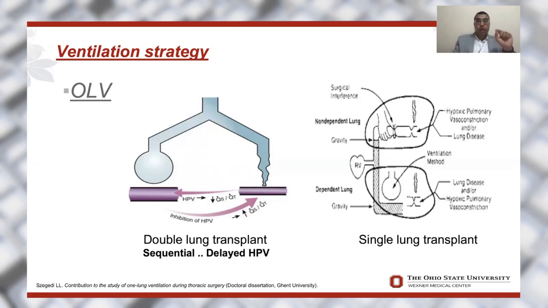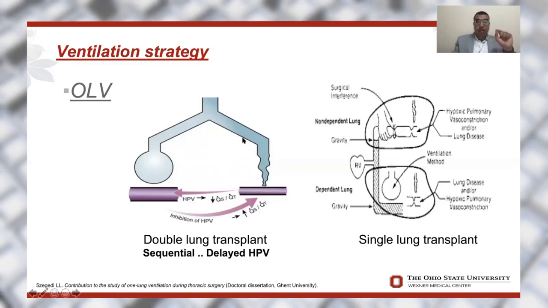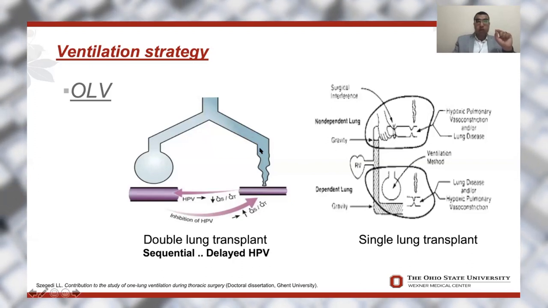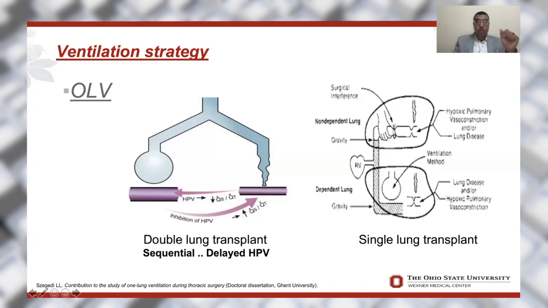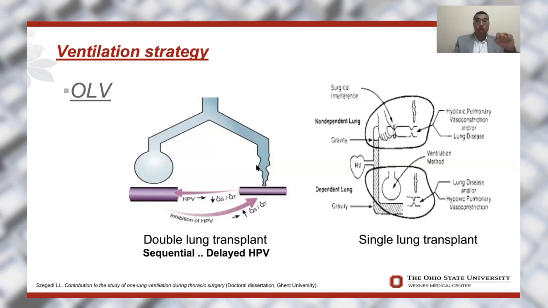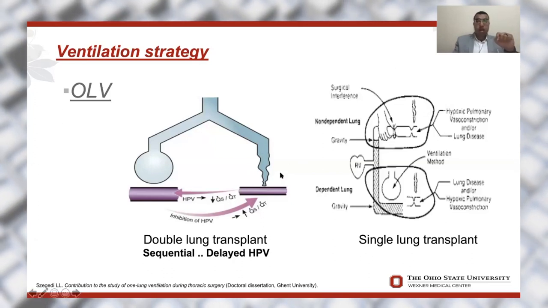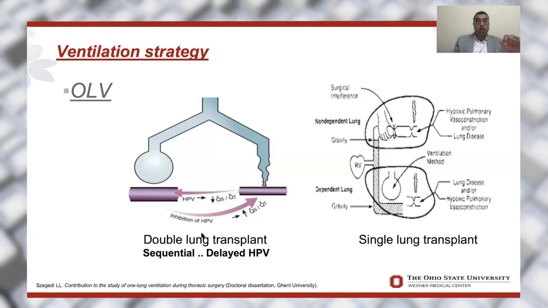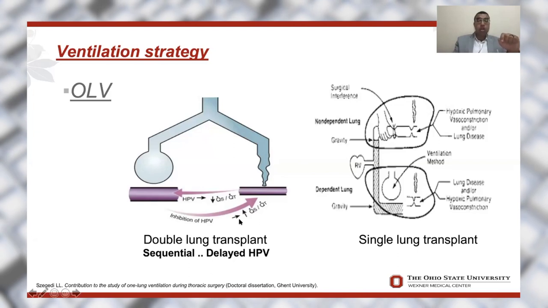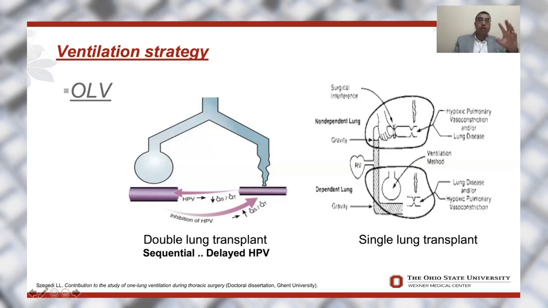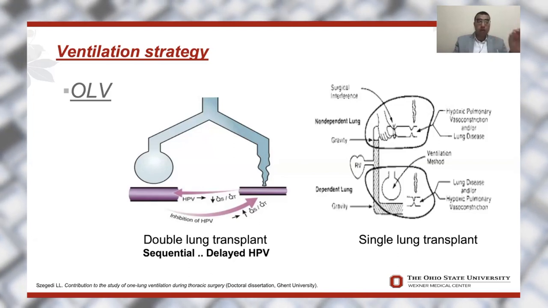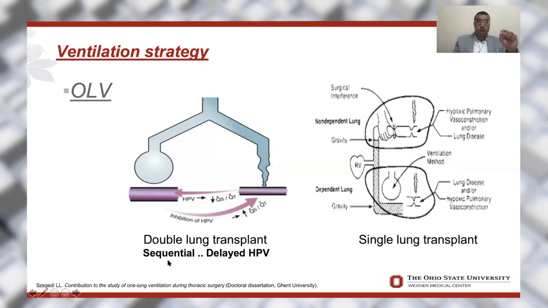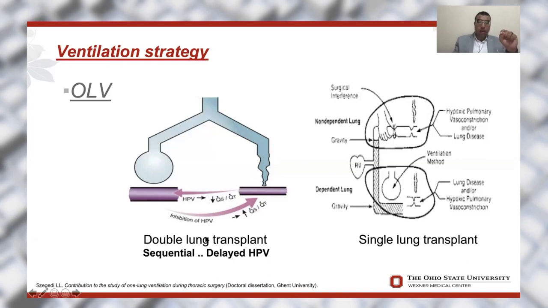So let's imagine this lung is the new lung. There was hypoxic pulmonary vasoconstriction, which is still ongoing. You will ventilate now this lung, which is less perfused. You ventilate better a less perfused lung. This is called VQ mismatching. So you should predict a little bit of hypoxia because of the delayed hypoxic pulmonary vasoconstriction in case of sequential one lung ventilation at double lung transplant.